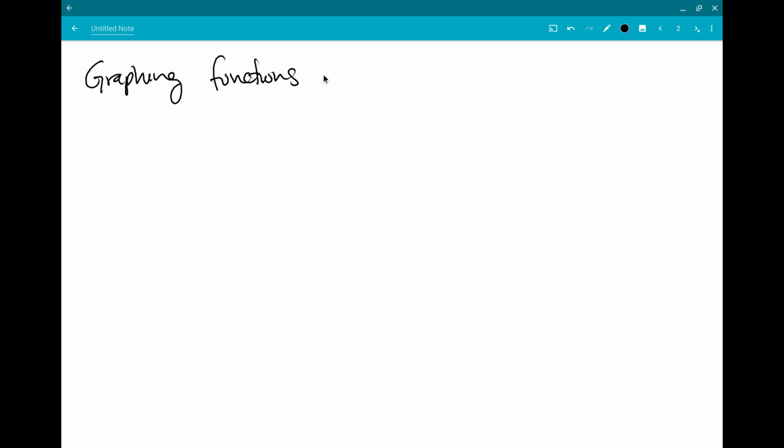And I'd like to talk to you about graphing functions of two variables using something called level curves. And what I'm going to do is write the steps first and then show you what a level curve looks like. And then we'll do an example where we actually graph these level curves.